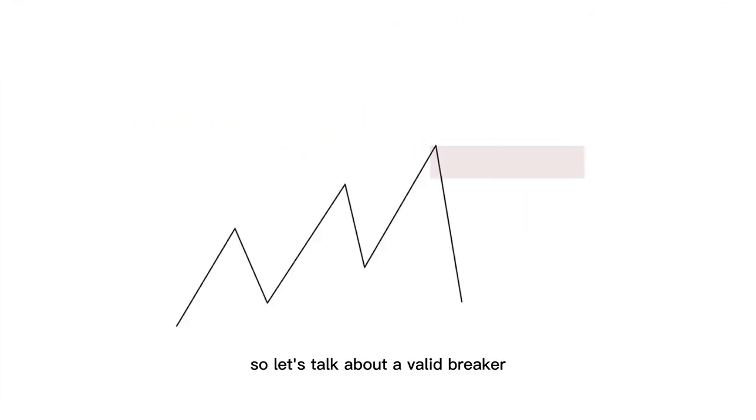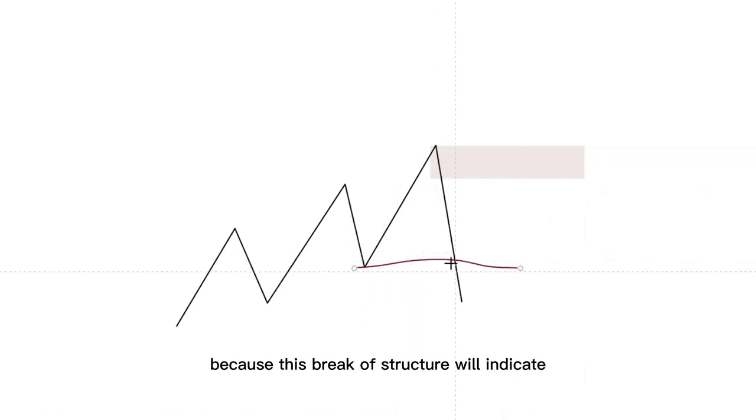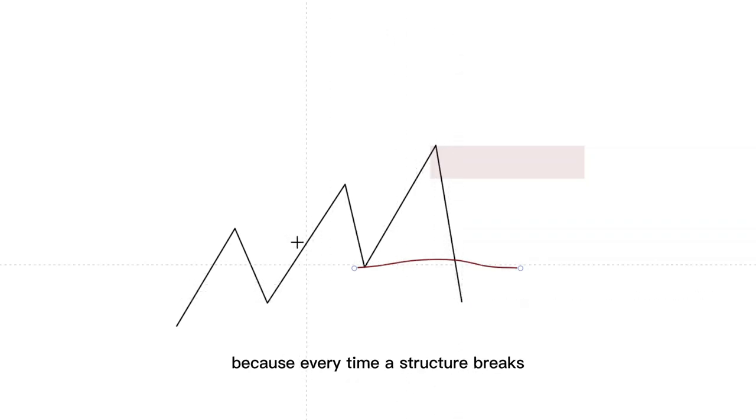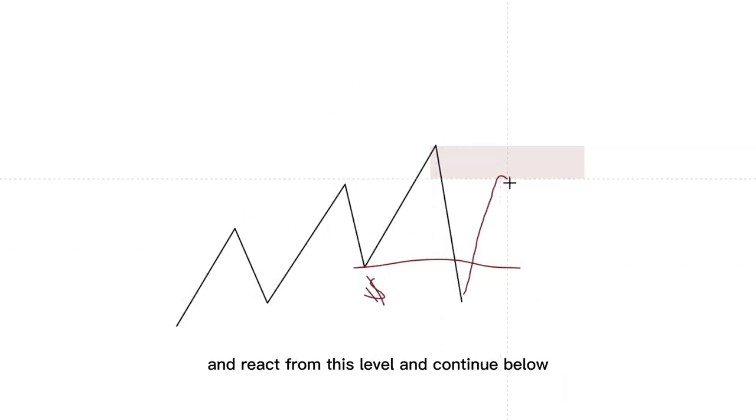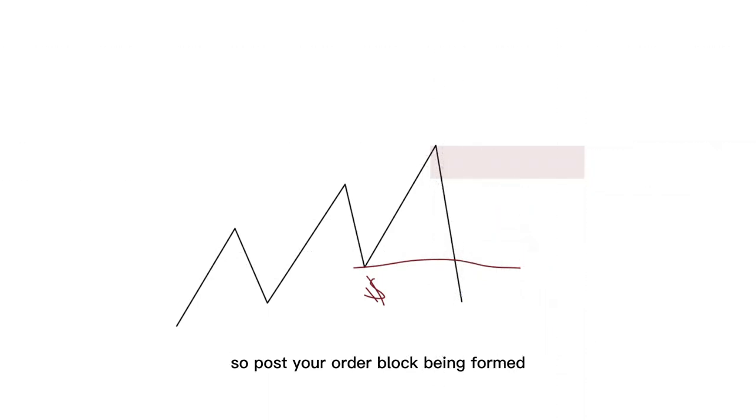So let's talk about a valid breaker. So the first thing is you want to look at your order block. So in this case, it would be your supply order block. You would want this order block to be formed, and post the formation, you would want to see a break of structure. Why would you want to see a break of structure? Because this break of structure will indicate for retail traders that a change of character is going to come. Because every time a structure breaks, they assume that price is going to come back here and react from this level and continue below. This is an early sign of reversal for retail traders. So post your order block being formed, you'd want to see that as a confirmation.